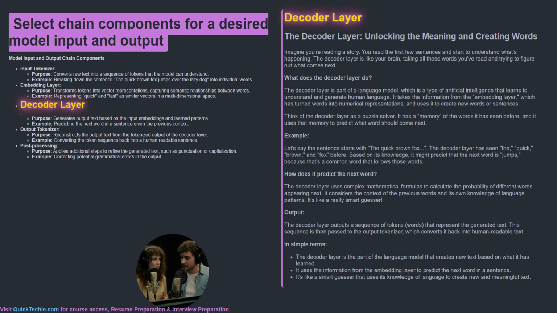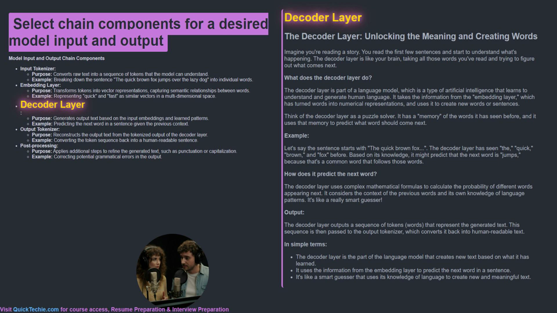The decoder layer is part of a language model, which is a type of artificial intelligence that learns to understand and generate human language. It takes the information from the embedding layer, which has turned words into numerical representations, and uses it to create new words or sentences. Think of the decoder layer as a puzzle solver. It has a memory of the words it has seen before, and it uses that memory to predict what words should come next.